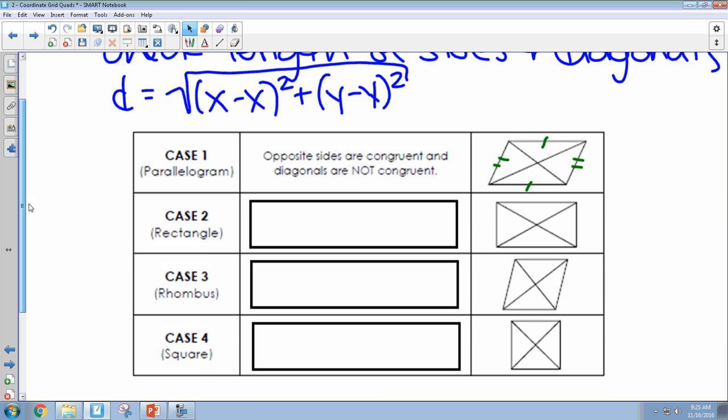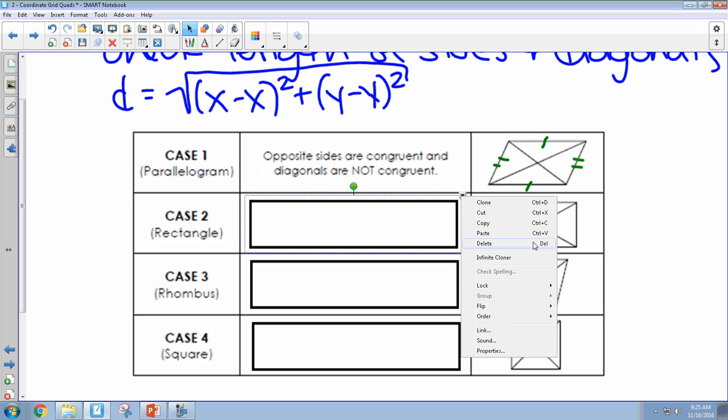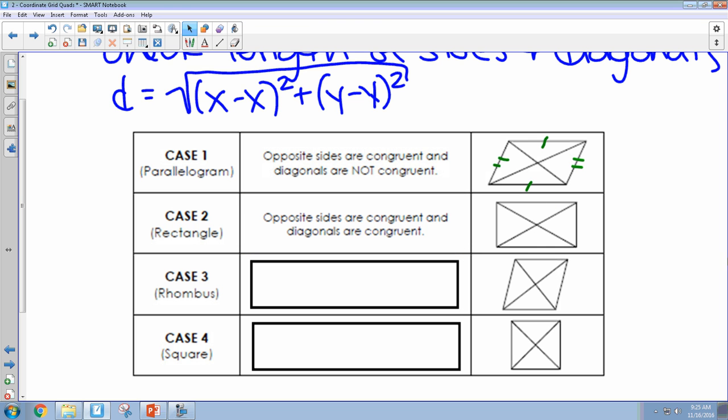For example, in case 2, your opposite sides are congruent, just like in a parallelogram. But now, if you look at your property chart, our diagonals are congruent. So you can compare these two. If you have opposite sides congruent, you're really just seeing if the diagonals are not congruent, which makes it a parallelogram, or if they are congruent, then you have a rectangle. So you would check 6 total distance formulas for this. Make sure you are getting all these down. You can draw the pictures or not, but you do need this different case information.